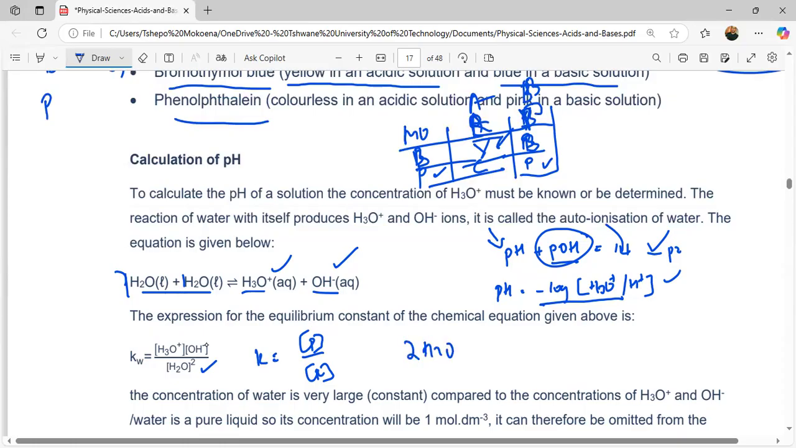H2O, balance the equation: H3O plus and OH minus ions. You see? We can go like this. So remember, the reason we write squared over there is because of the stoichiometric coefficient of your substance, hence we raise it to the power of 2 over there. So just like Kc calculations, the ionization constant, we can express it like this.